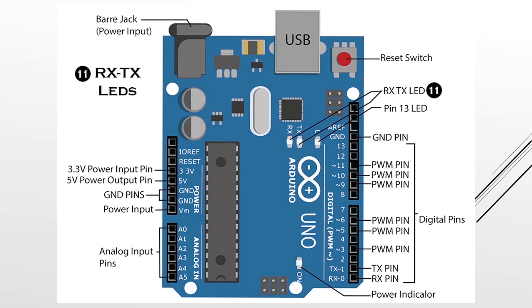RX TX LEDs. These LEDs will give you a nice visual indication whenever your Arduino is receiving or transmitting data on the receiver and transmitter pins. Pin 13 LED. Arduino Uno has an inbuilt LED connected to digital pin number 13. Whenever the pin is high, the LED lights up, and whenever it is low, the LED is off.